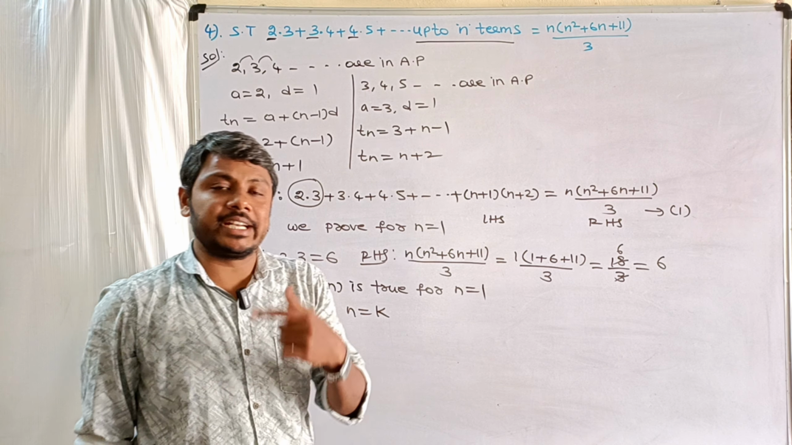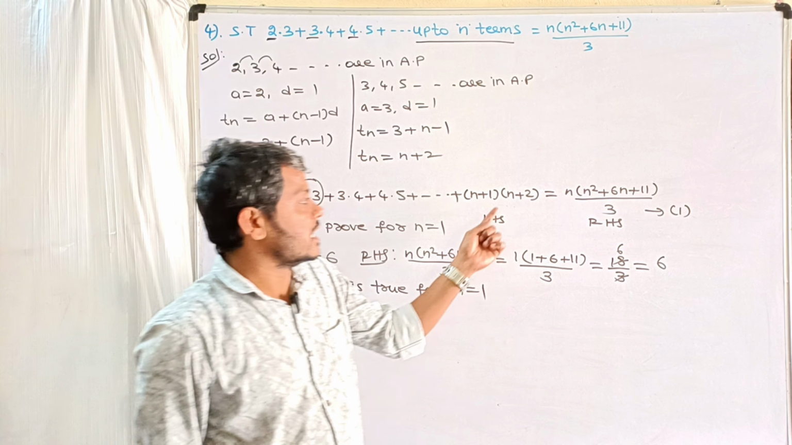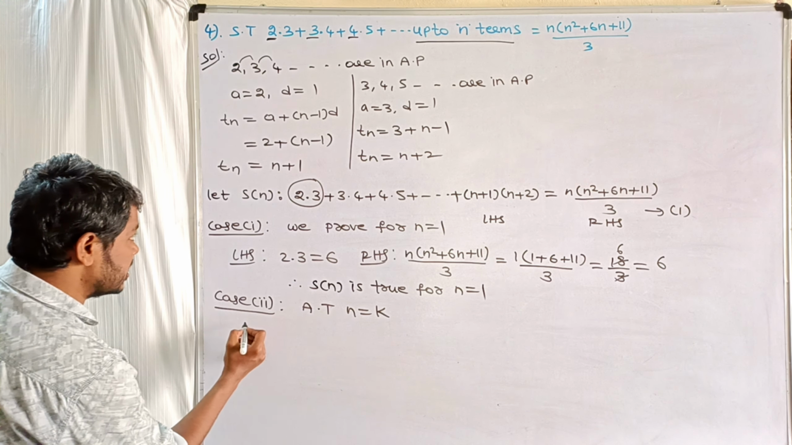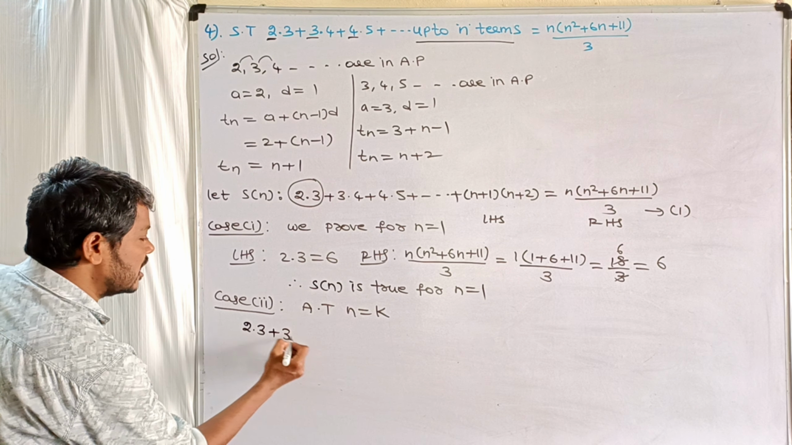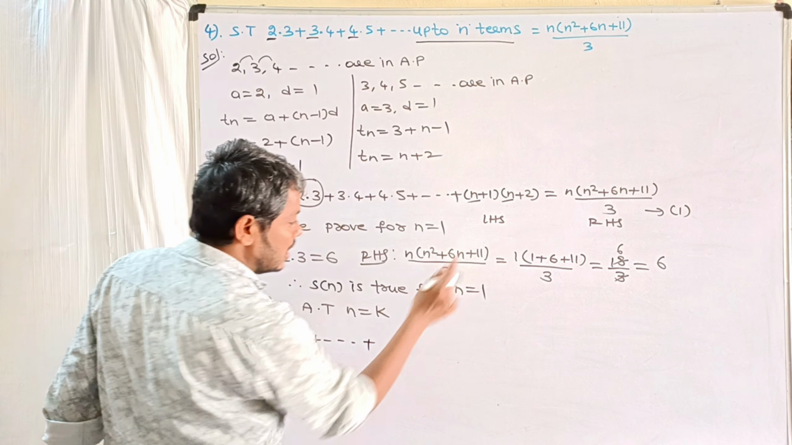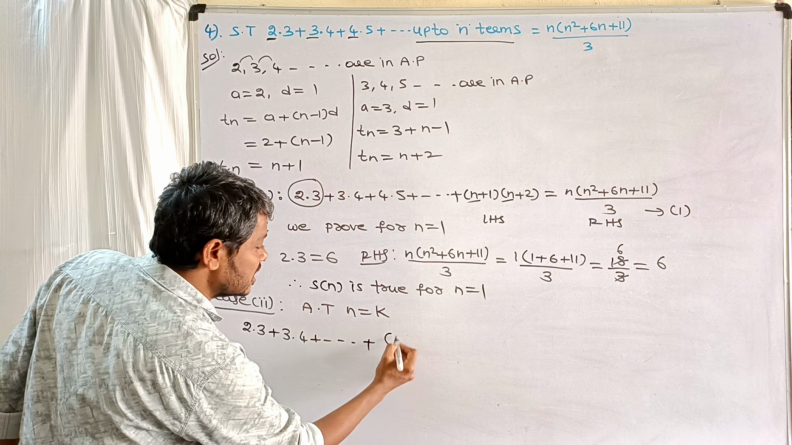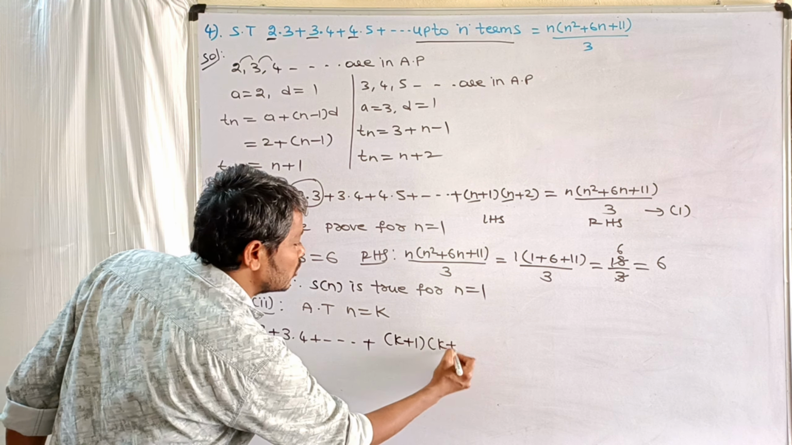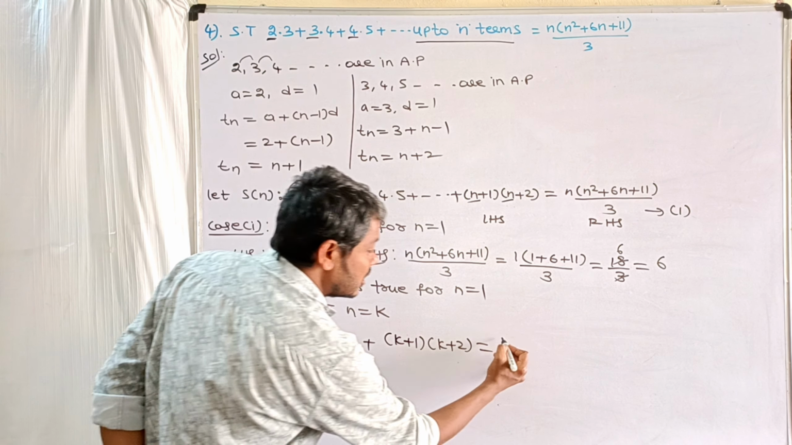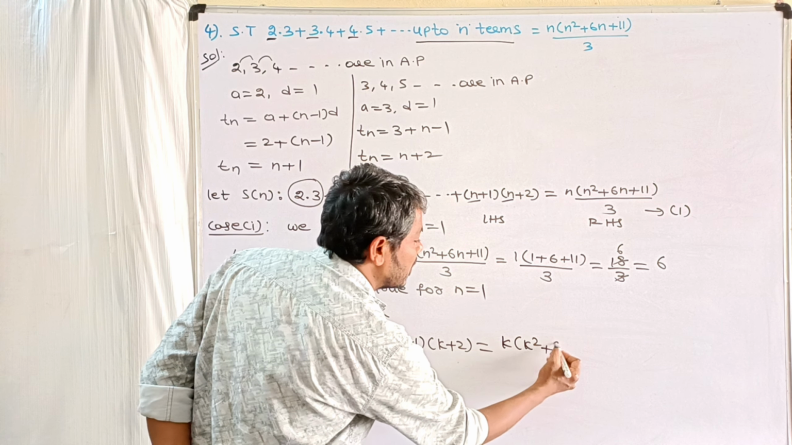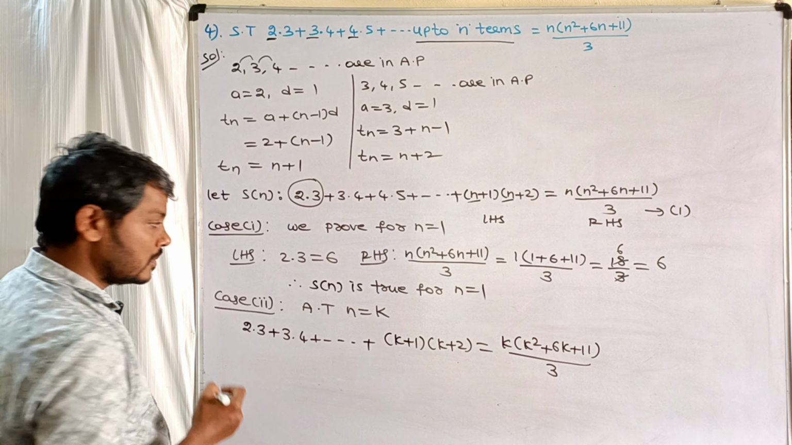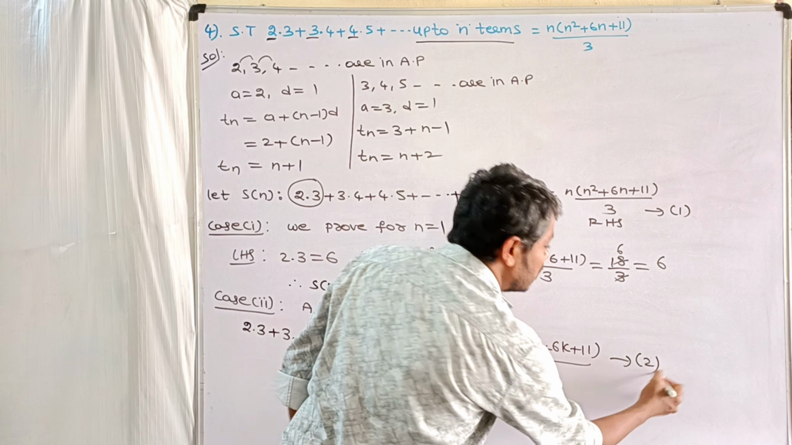And what is case 2? Assume that n equals k. So you can replace n by k in equation 1 in both LHS and RHS. That is 2 into 3 plus 3 into 4 plus and so on plus n, n is k, that is k plus 1 into k plus 2, which is equal to, on RHS also replace n by k, that is k into k square plus 6k plus 11 divided by 3. So this is equation 2.